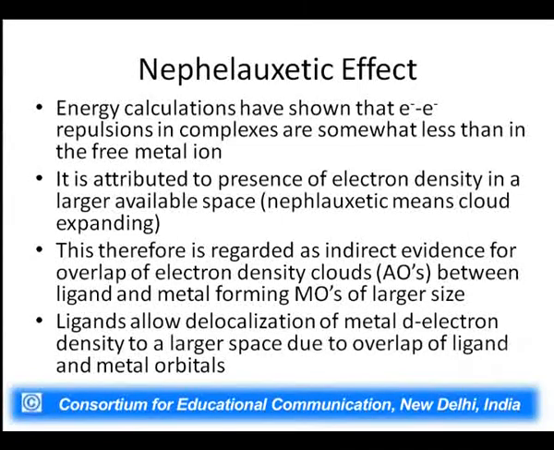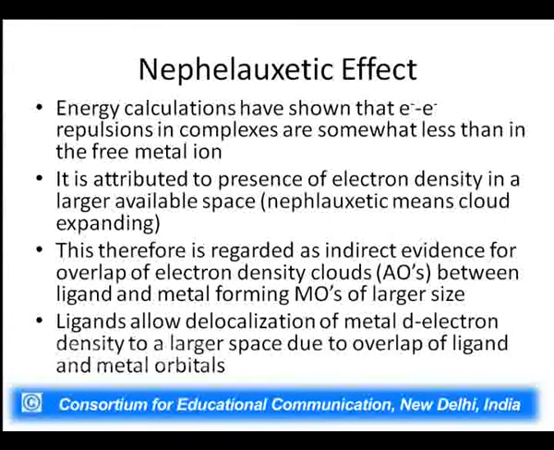The energy calculations have shown that electron-electron repulsion in complexes is somewhat less than in the free metal ion. What it actually means is that if we calculate the energy of the electron-electron repulsion term in a free ion, it is somewhat larger than when it is in a bonded state, that means when it has undergone complexation. Now, in what way can we explain this change in energy when a complexation has taken place or when it was simply a free ion?